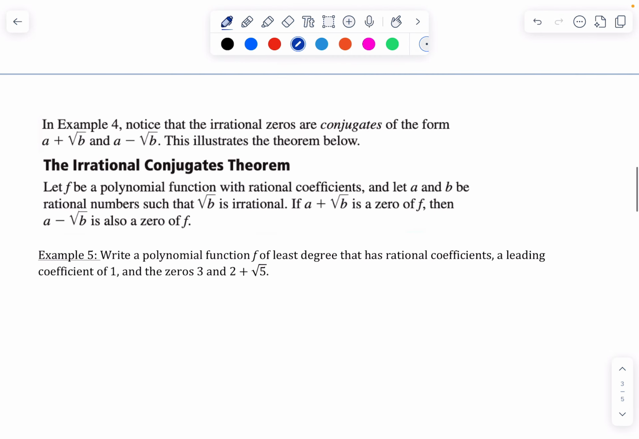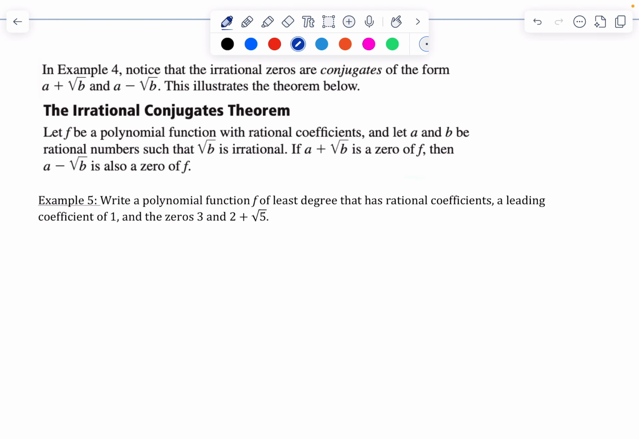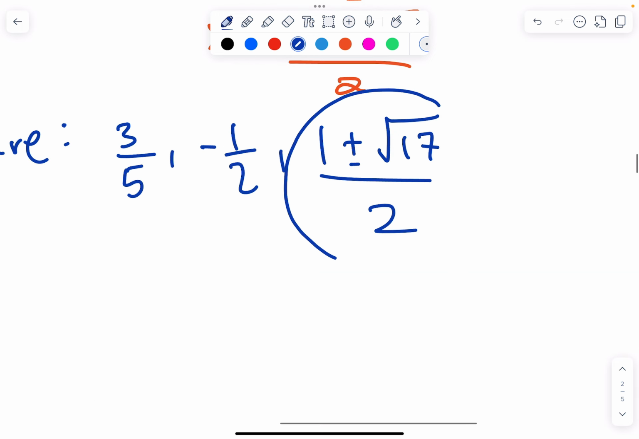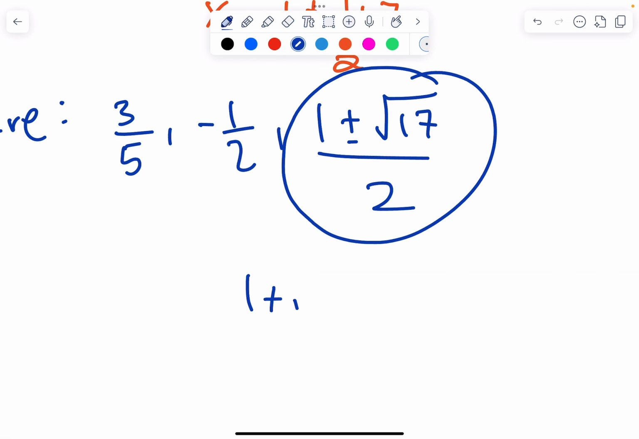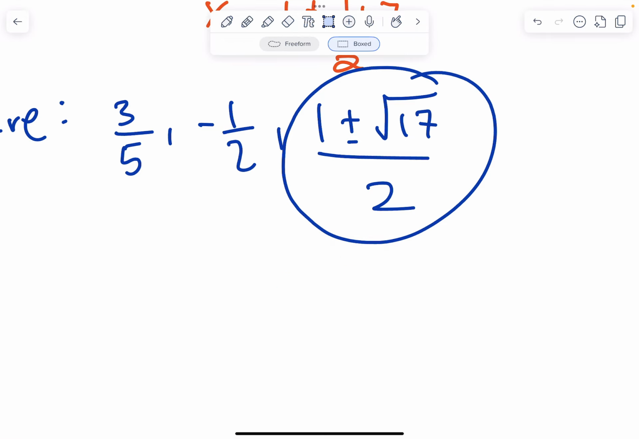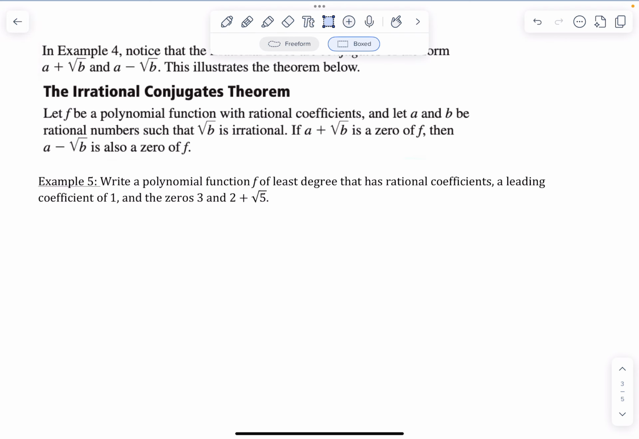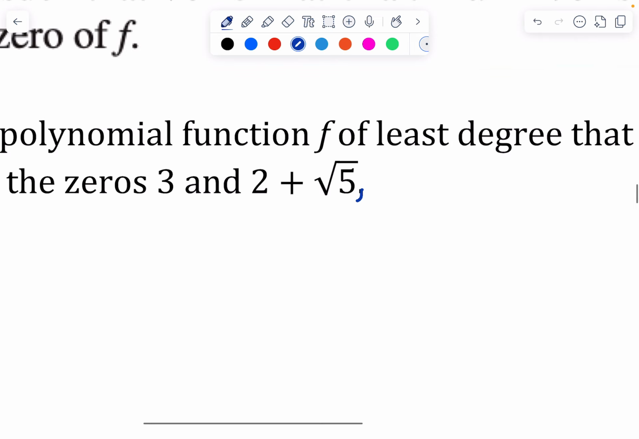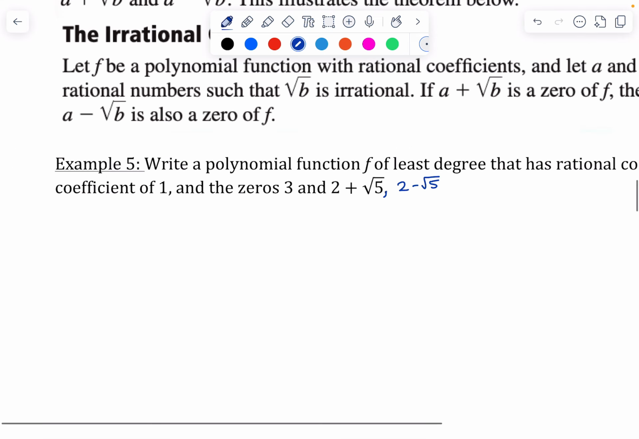All right. Last example. This is very similar to the problem in lesson 6. Anytime you have an irrational zero, just like anytime you have an imaginary zero, those will always come in conjugate pairs, okay? Here, we see that they came in conjugate pairs of 1 plus √17 over 2 and 1 minus √17 over 2. This will always be the case. They're always going to come in conjugate pairs. So if I want to write a polynomial that has zeros of 3 and 2 plus √5, I know that there's also a zero of 2 minus √5, okay?